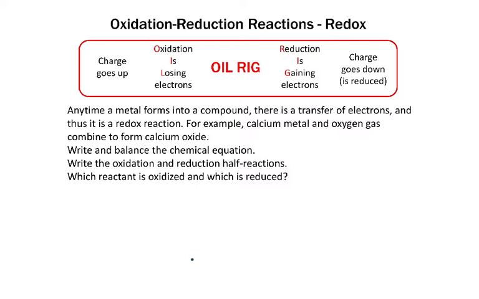For example, calcium metal and oxygen gas combine to form calcium oxide. Write and balance the chemical equation. So this is a combination reaction, right? We have calcium metal plus oxygen gas combine to form calcium oxide. It says first write and balance the chemical equation.